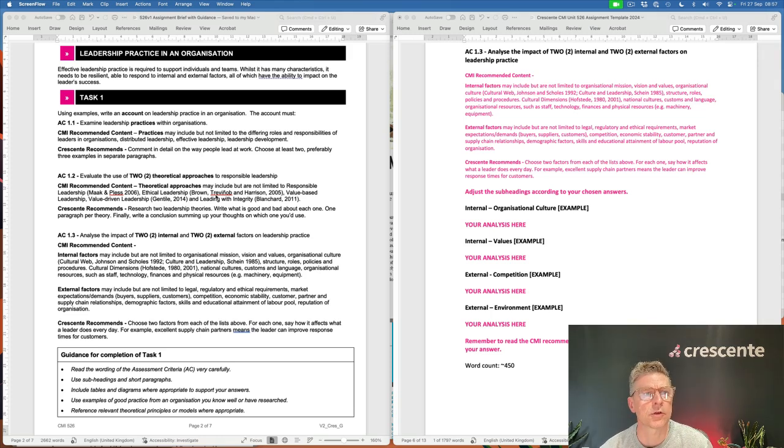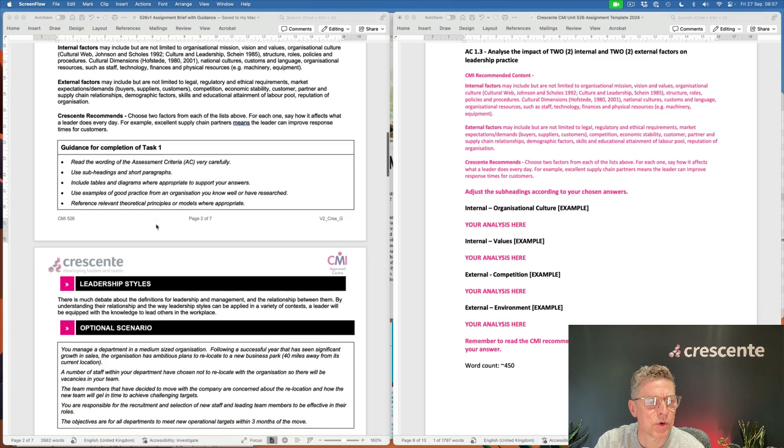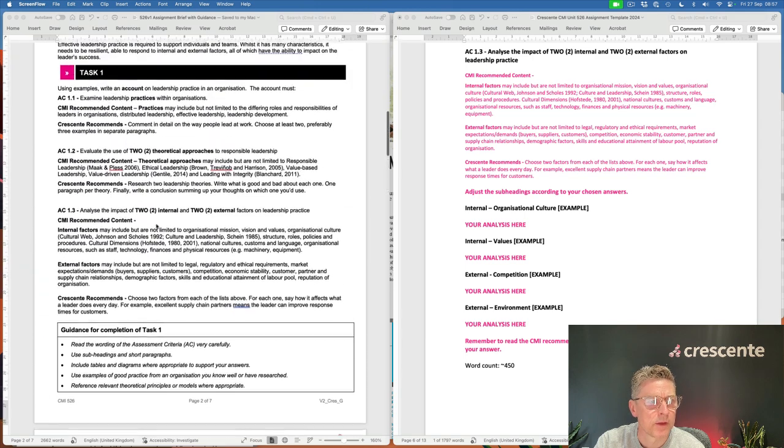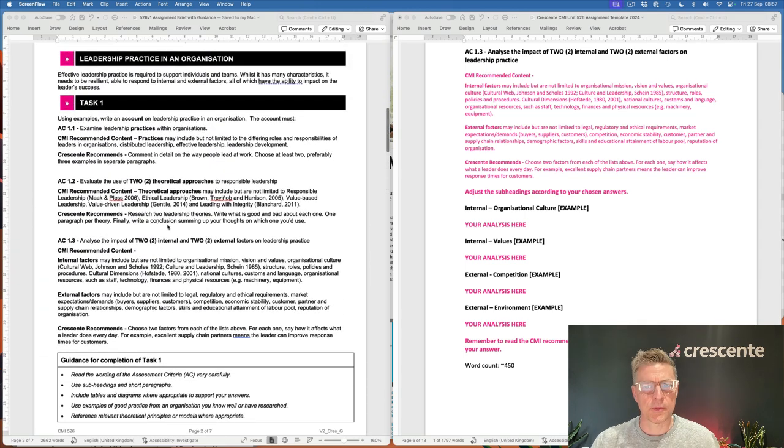Okay, let's take a look through how to answer CMI Unit 526 AC 1.3. So part of task 1, carrying on through that one. It's the third and final AC for task 1. So let's just leave that on the page for a minute.